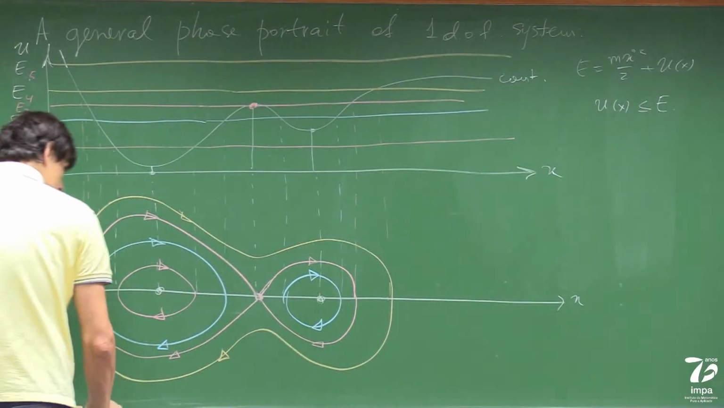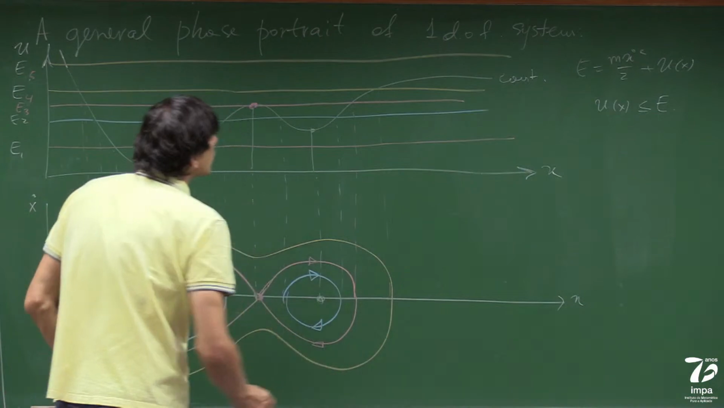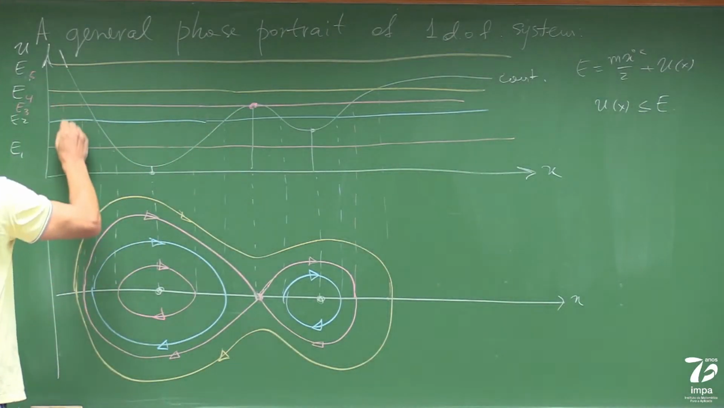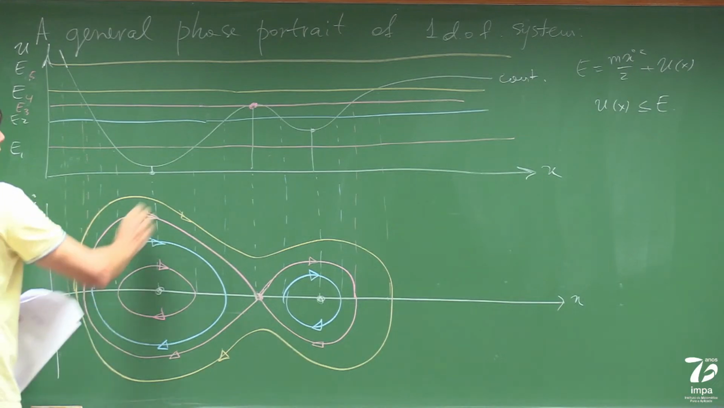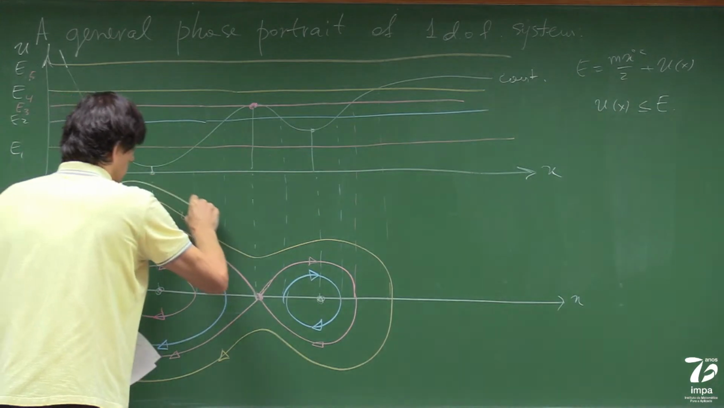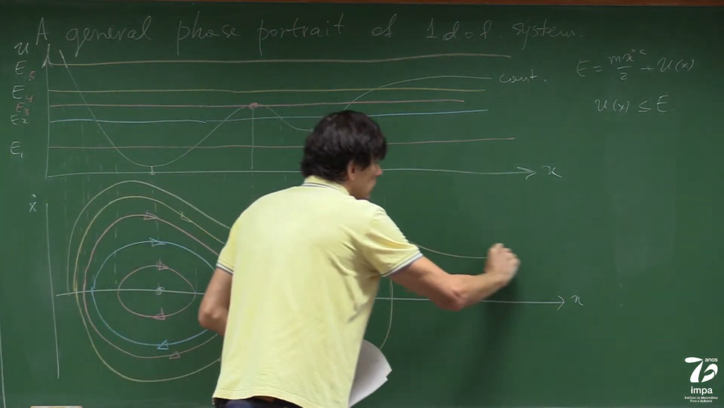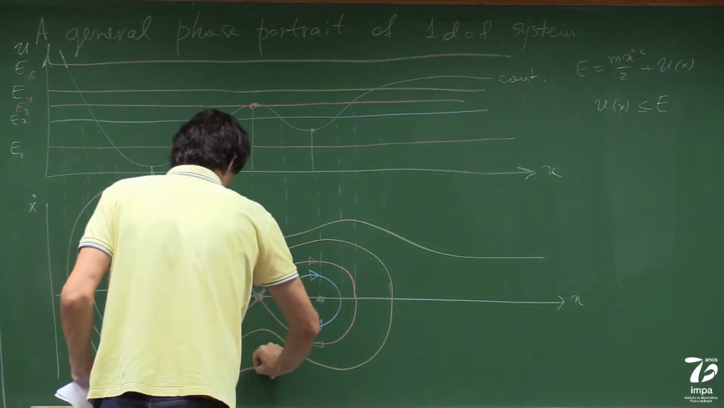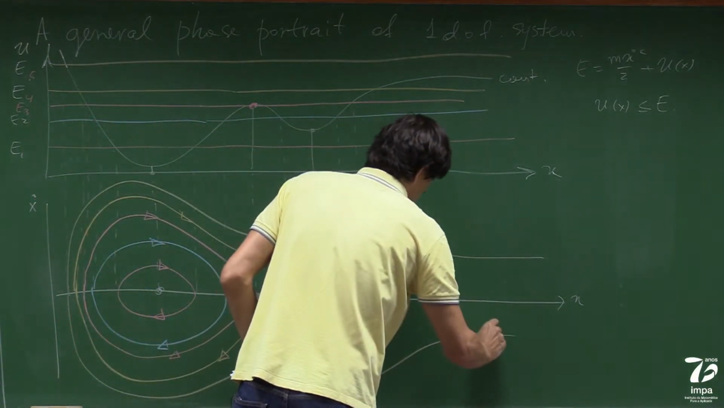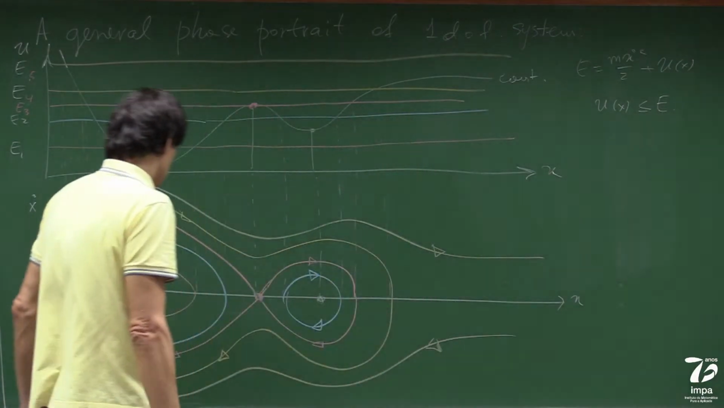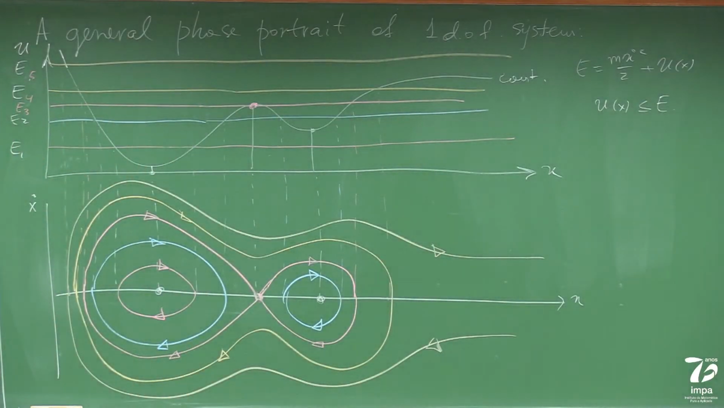And then there is a solution which only has a left limitation, but not limited on the right. So then it will be something like this. So that's it.